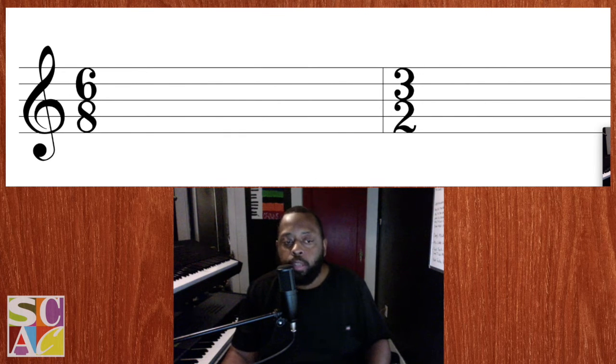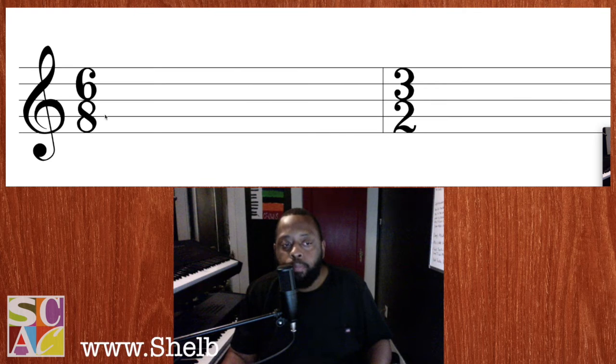Now we're going to discuss one more time signature, and it's this here to the left. It's called 6/8 time. Now, as you can see, the number has changed. Now we have a 6, which means that there are only 6 beats that are allowed to complete this measure. Now, the number on the bottom has changed from 4 to 8. So what does that mean?